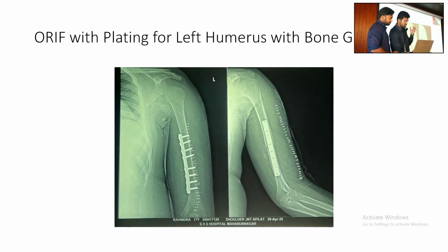We have done open reduction internal fixation with plating for left humerus, sir, with bone grafting. Middle plating, 4 plus 4. With bone grafting. We have used the callus around the fracture, sir. Bone graft you are taking from where? Iliac crest was used, sir.